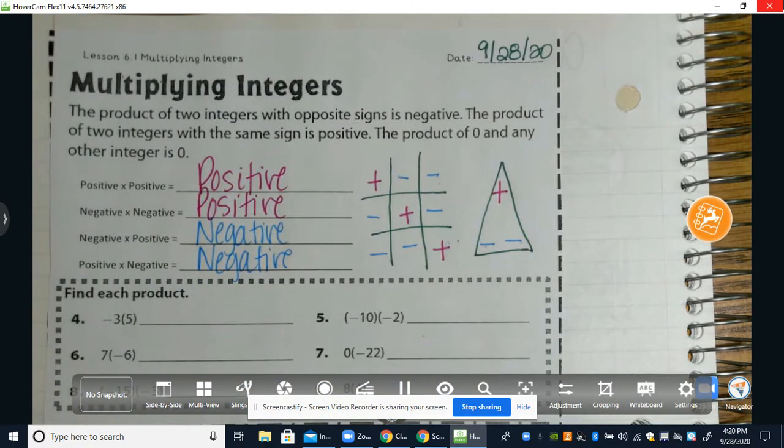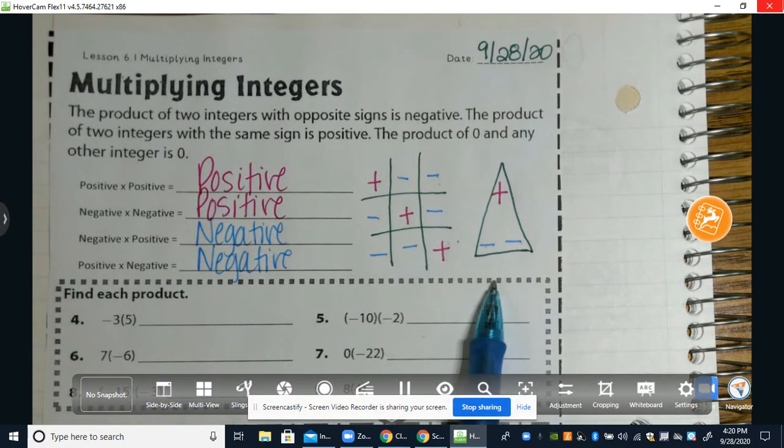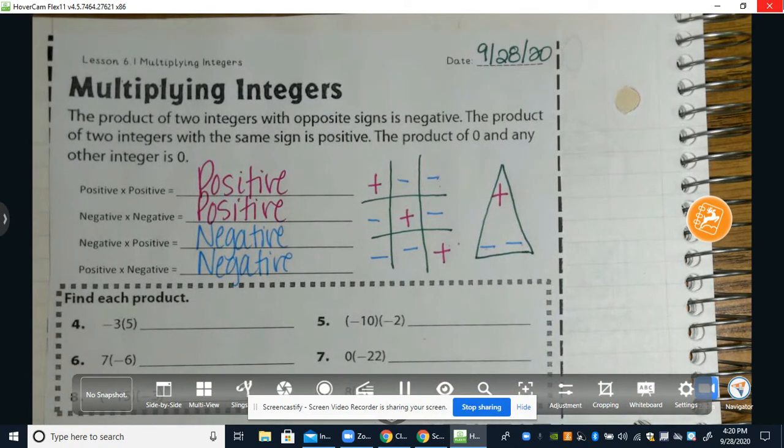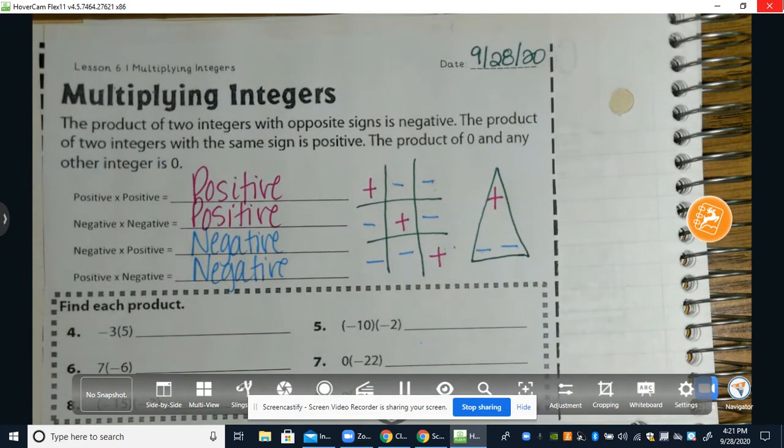Okay? If you watch the video, that's PBS Math Club multiplying integers. It's called the weird indie triangle video. This will come up in it, so you will see that. All right, let's go down to the bottom part here.